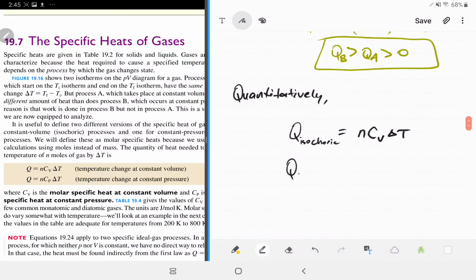But Q for isobaric is equal to nCP delta T. So you can probably guess what the V and the P are. This is constant volume and constant pressure. So maybe actually let's just put constant V here and constant P here, and you'll see exactly what those subscripts are for.